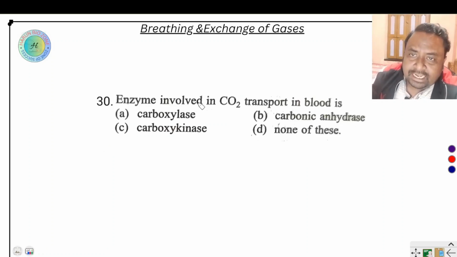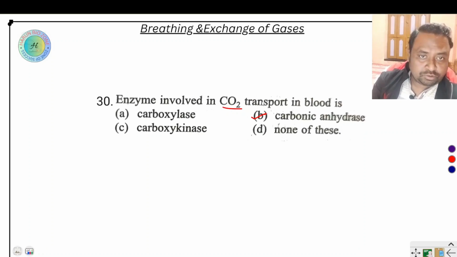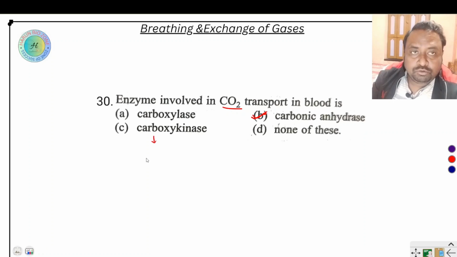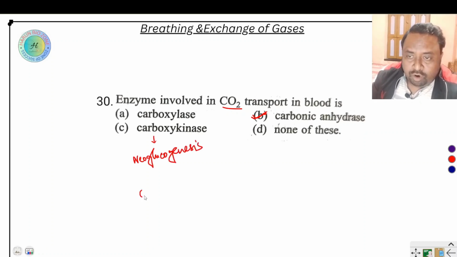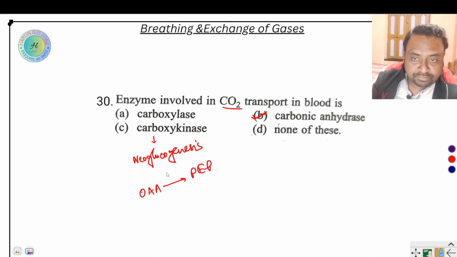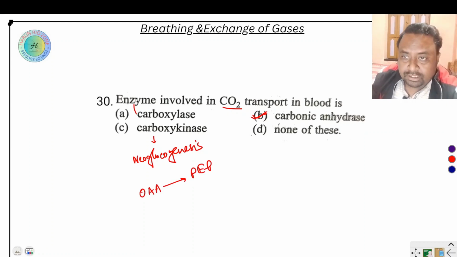Next question. Enzyme involved in CO2 transport. Here carbonic anhydrase is the enzyme that is involved in CO2 transport. Okay. The right option is carbonic anhydrase. This other enzyme is used in gluconeogenesis, where oxaloacetic acid is converted into phosphoenolpyruvate, PEP. Clear?